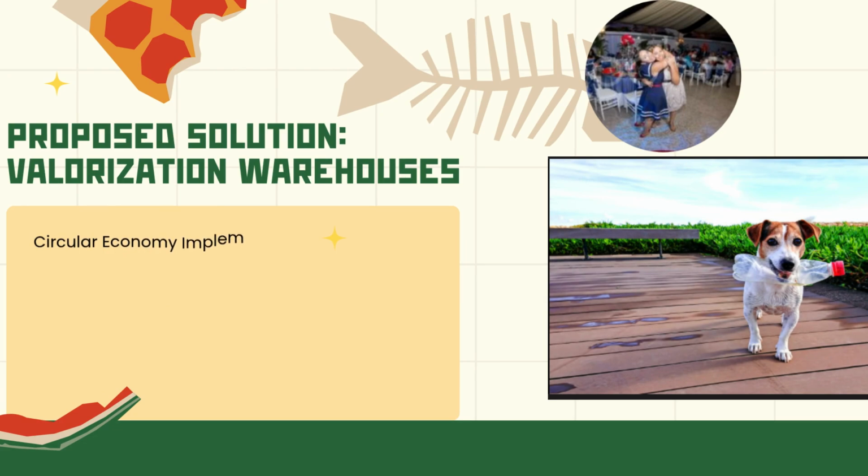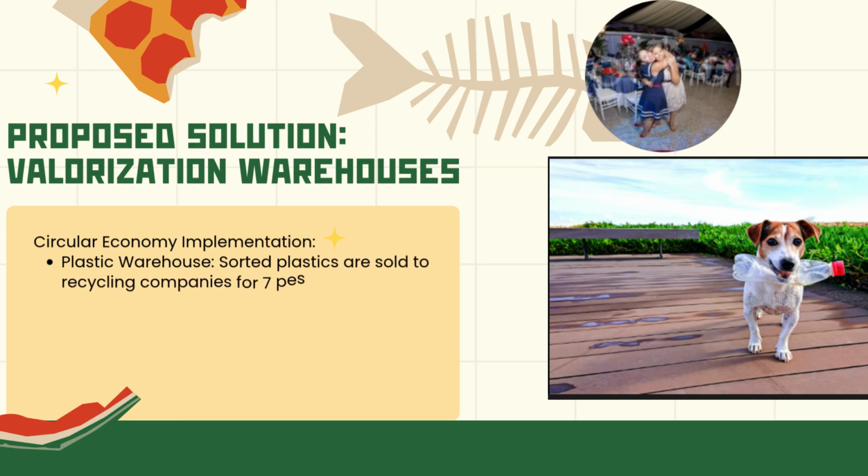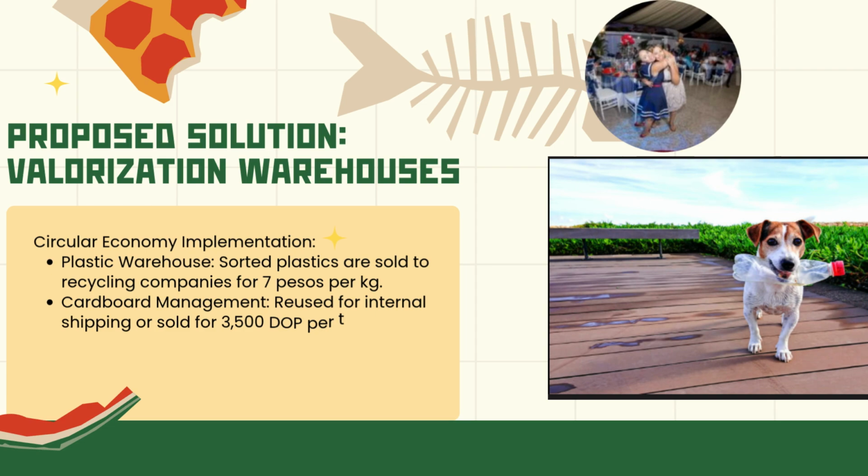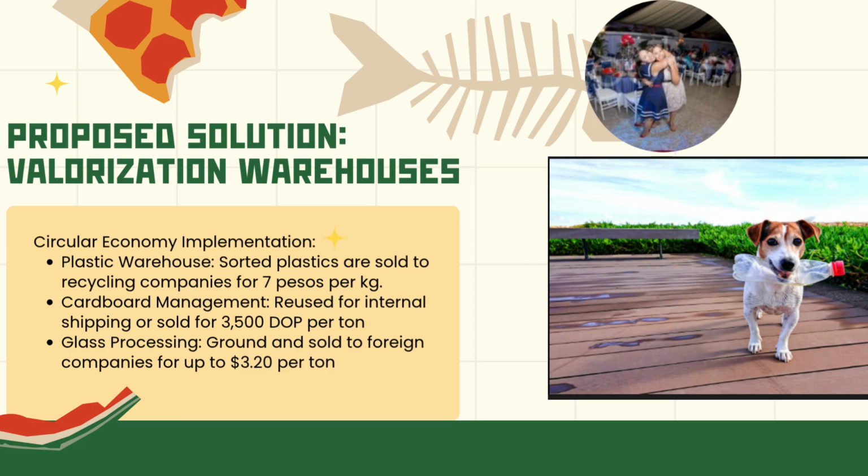Well, the first solution that we found to solve those problems is a circular economy implementation. The first one is the plastics warehouse. The plastic is going to be sold to recycling companies for 7 Dominican pesos per kilogram. After that, in the carton management, we try to reuse it for internal shipping and sell it for 3,500 Dominican pesos per ton. At the end, we try glass processing. We just grind it and sell it to an international company for $3 per ton.